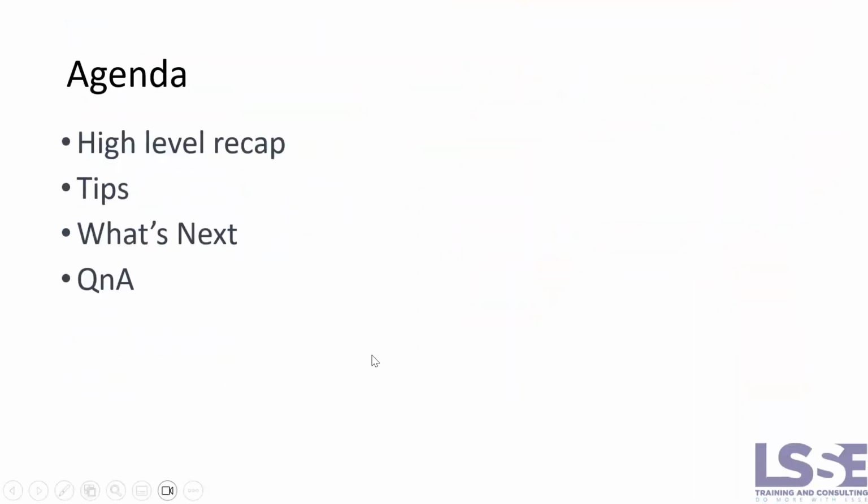Okay. Congratulations for making it this far. We've covered already all the phases that are required for the Lean Six Sigma methodology. The agenda for today is a high-level recap of what we've discussed so far. I'll give you some practical tips on how you would implement Lean Six Sigma, and we'll go through some possible next steps for you if you plan to do the Yellow Belt certification. And of course, we will allot the latter part of the session for question and answer.